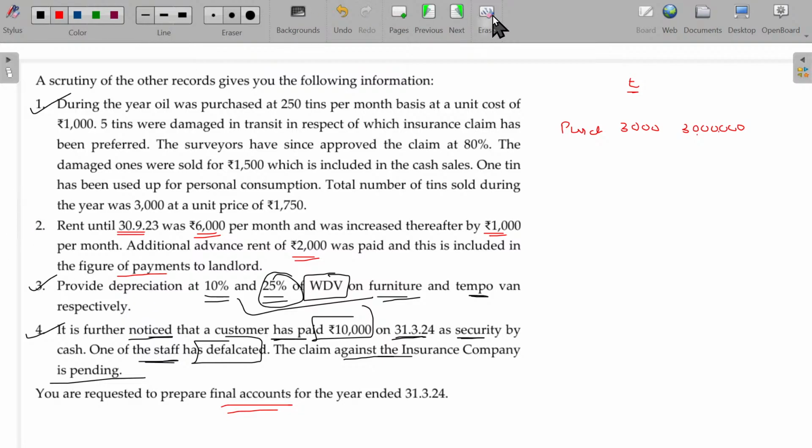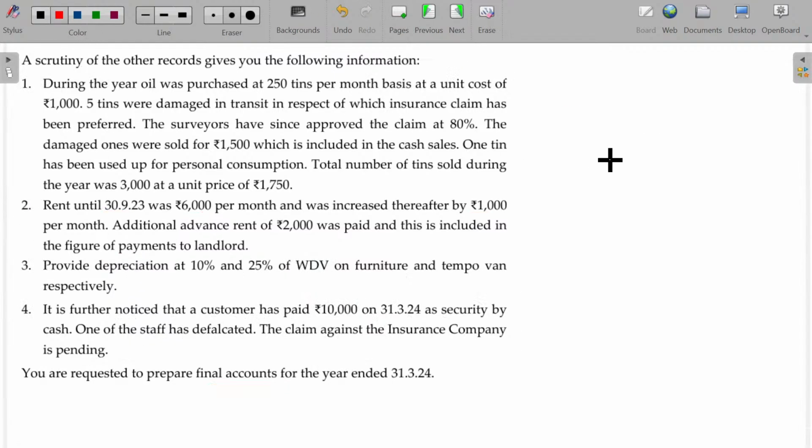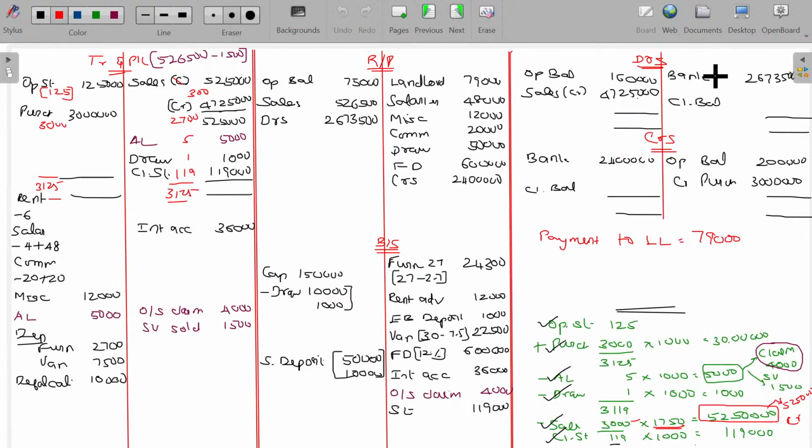The second point is going to be studied in detail. For the previous year, 1/4/23 ends on 31st March 24, the rent being 6,000 per month for some time, from thereafter 30/9/23 onwards, the rent increased to 7,000 rupees. When the rent was 6,000, the rent advance being 12,000 rupees. Is that okay?